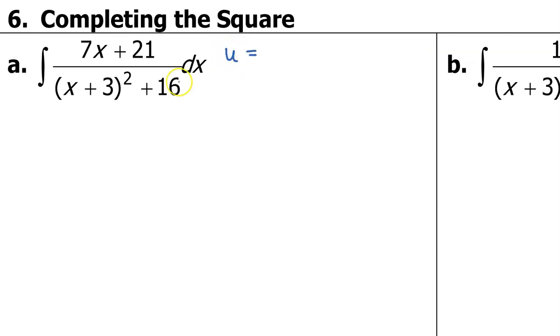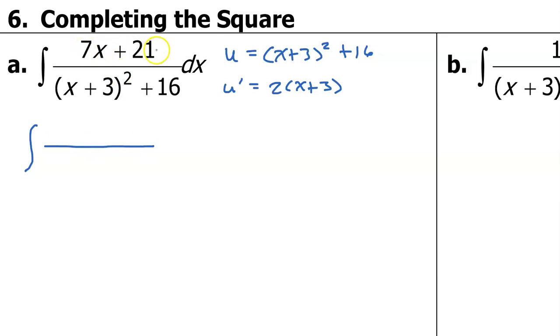Let's let u equal the entire denominator. So that'll be x plus 3 squared plus 16. In that case, u prime will equal 2 times x plus 3. And that's it. I was looking for the chain rule, but we would just be multiplying by 1. So that's u prime. Let's go ahead and do the u substitution.